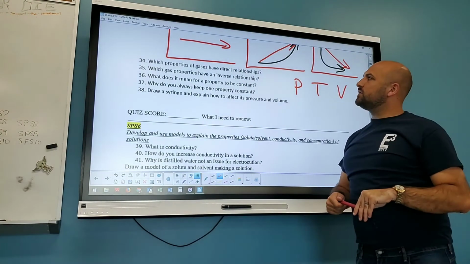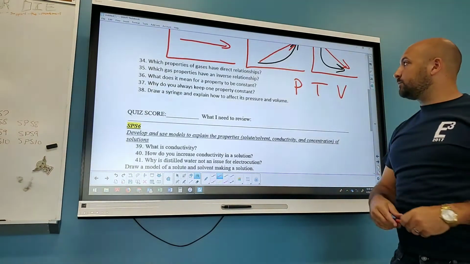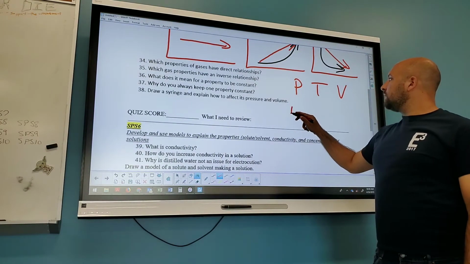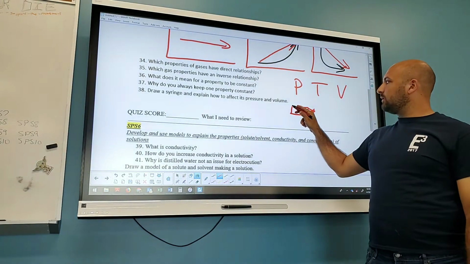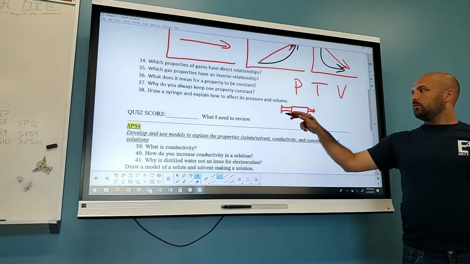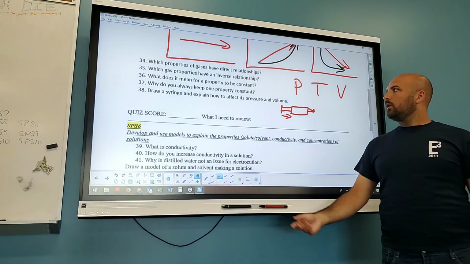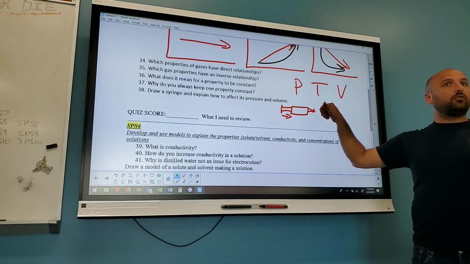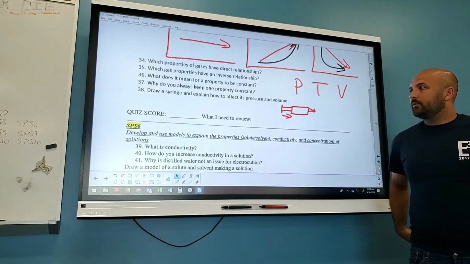Now, what does it mean for a property to be kept constant? It means you don't change it, right? You don't increase temperature, you don't increase pressure, everything stays the same. All right? Draw a syringe. If you don't know what a syringe is, it's this little thing with a little nozzle that we had earlier this year, right? And it's got a little plunger at the back. And to increase pressure on it, what do you do? Squeeze it, right? You squeeze it a little bit. Squeezing it will increase the pressure and therefore decrease the volume because they're opposites, right? Inverse. Increase pressure, decrease volume.